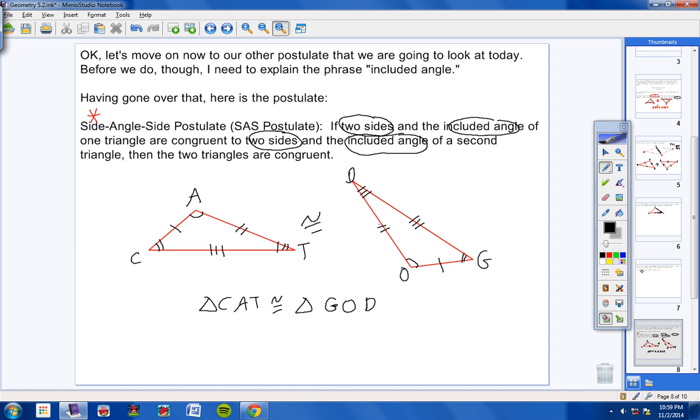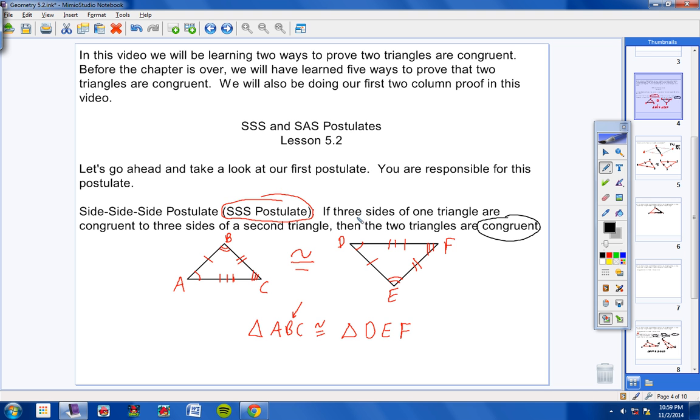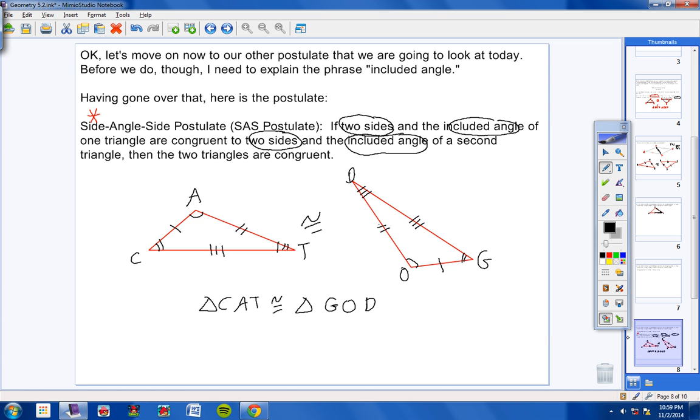So students, here's what we've learned today so far. We've learned that if 3 sides of one triangle are congruent to 3 sides of another triangle, then we know right away the 2 triangles are congruent. Okay? And we've learned that if 2 sides of one triangle are congruent to 2 sides of another triangle and the included angles are congruent, then we know for sure the 2 triangles are congruent.